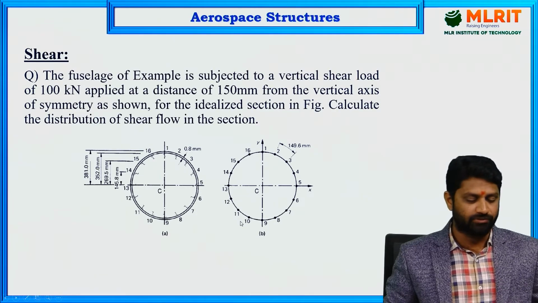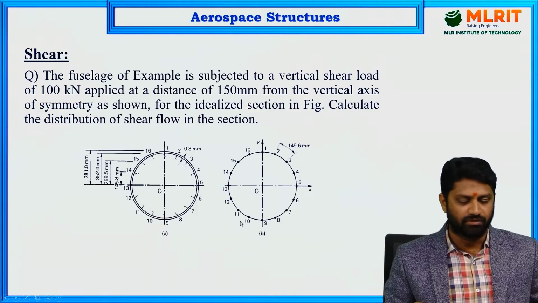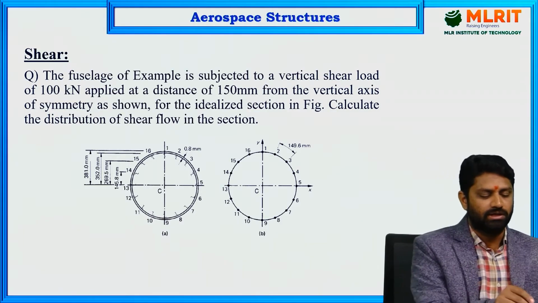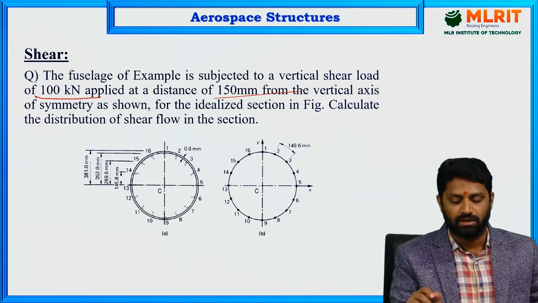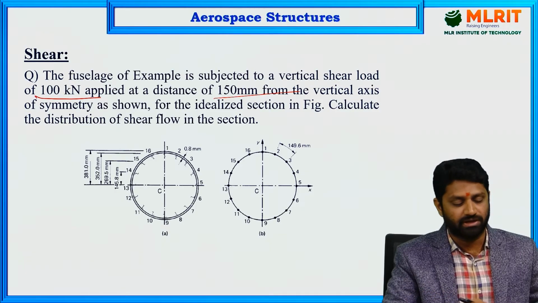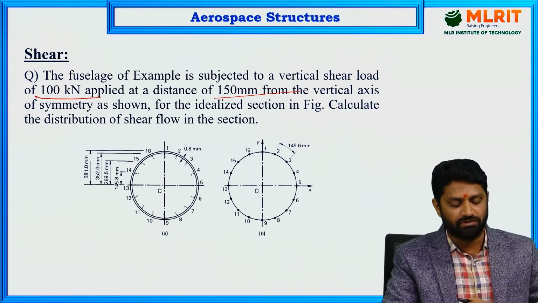The given fuselage section of the example is subjected to a vertical shear load of 100 kilonewton that is applied at a distance of 150 mm from the vertical axis of symmetry. And for the idealized section shown in the figure, calculate the distribution of shear flow in the section.